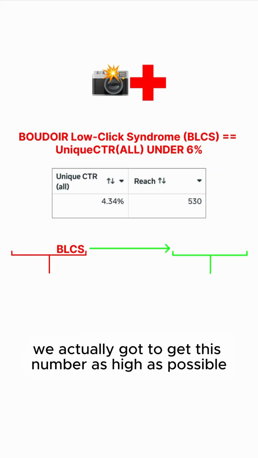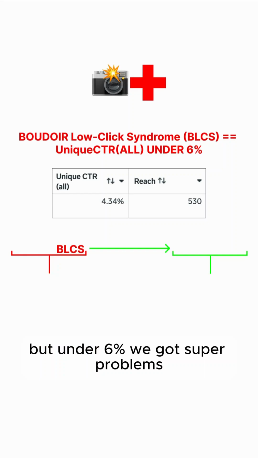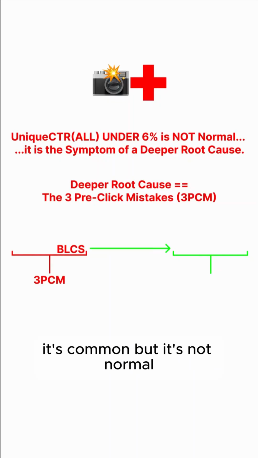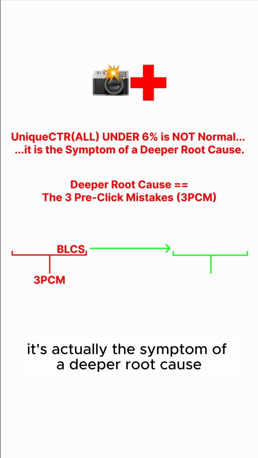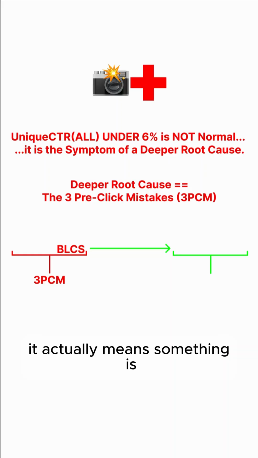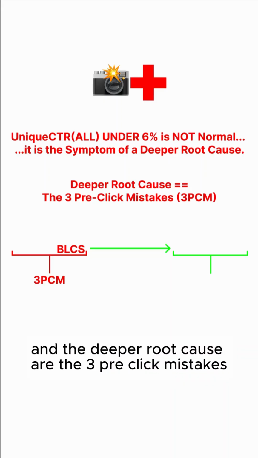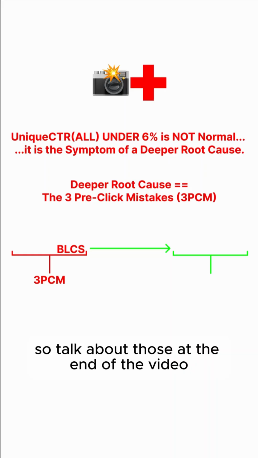So we've got to get this number as high as possible, but under 6%, we've got super problems. That's because unique CTR under 6% is not normal. It's common, but it's not normal. It's actually the symptom of a deeper root cause. It actually means something is super wrong with our Boudoir Facebook ads. And the deeper root cause is the 3 pre-click mistakes. We'll talk about those at the end of the video.